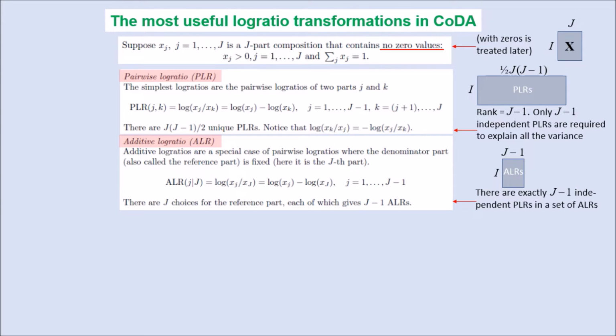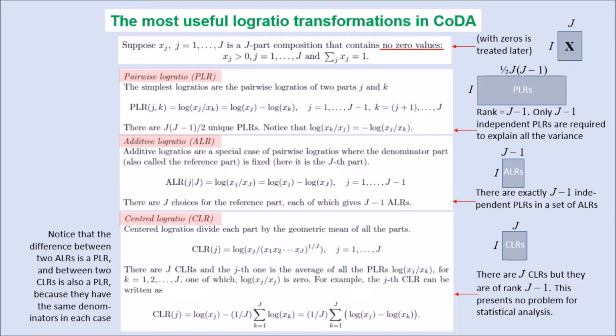The second useful log ratio is the additive log ratio, or ALR, where the denominator is fixed, called the reference part. There are thus j minus 1 additive log ratios in any particular set, and they are linearly independent, but there are j possible choices for the reference part.